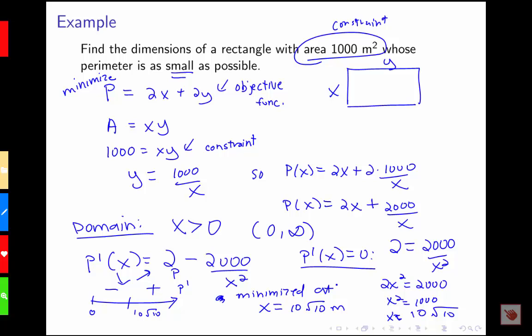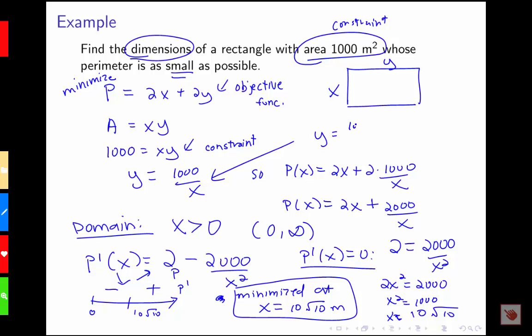Now notice we haven't totally answered the question yet because we were asked for the dimensions of the rectangle, so that's asking us for both the x and the y values. So we need to take this x value, plug it back in to our equation here where we had y in terms of x. So we can say that y must be equal to 1000 divided by this 10 root 10, which was just the square root of 10,000. So we see that y is also the square root of 10,000, or 10 root 10 meters. So those are our two dimensions: the perimeter will be minimized when x is 10 root 10 meters and y is 10 root 10 meters.